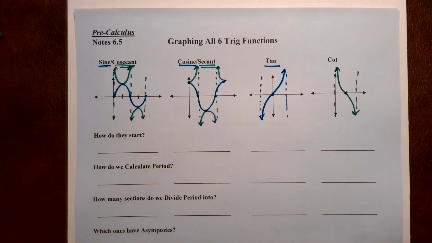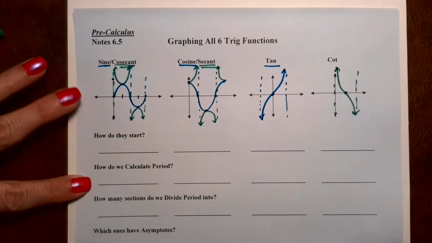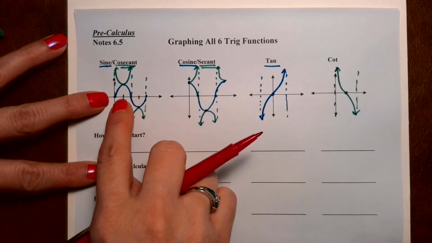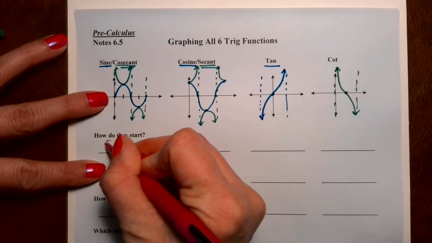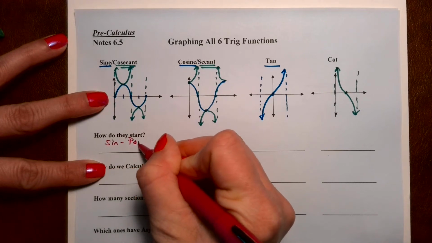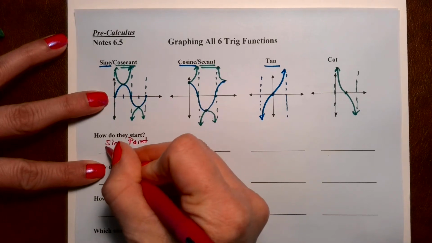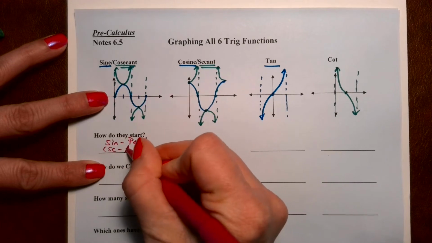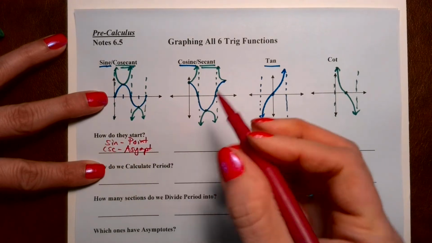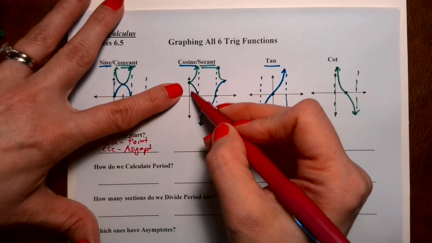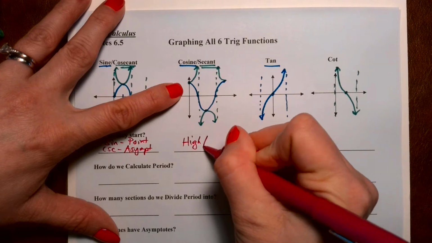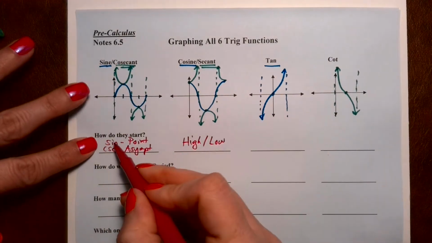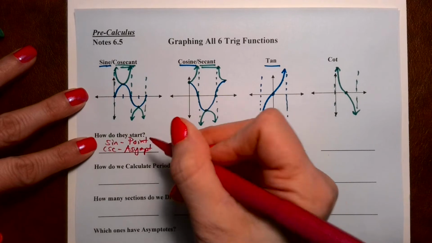So let's just summarize some things about these 6 trig functions. So how do they start? Okay, sine and cosecant, they start on 0. So sine starts with a point, which means the cosecant graph would start with the asymptote. Cosine and secant, they start either at a high or a low. A high or a low. I guess the sine starts in the middle, right? Sometimes we say middle.